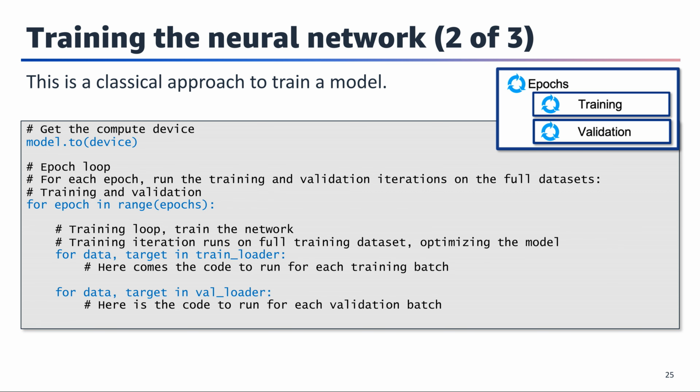Similarly, for validation, the loop iterates over the validation loader, with a placeholder for the code to run validation on each batch. This alternating process of training on the full training set and validating on the full validation set is repeated for the specified number of epochs. By separating the training and validation steps, this classical approach allows the model to be optimized on the training data while monitoring its performance on unseen validation data at regular intervals. This helps track the model's generalization ability and prevent overfitting during the training process.